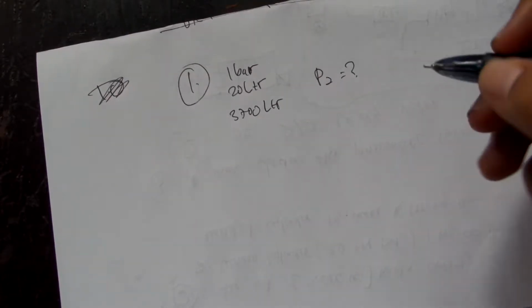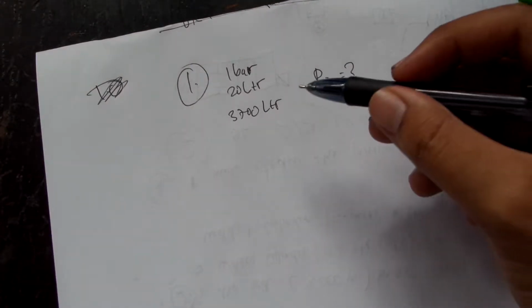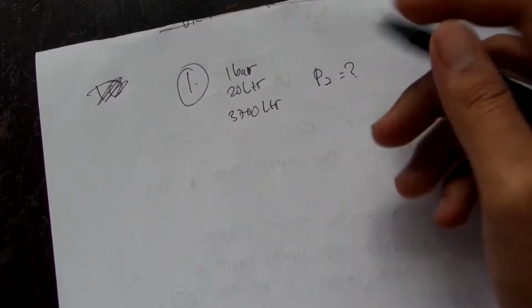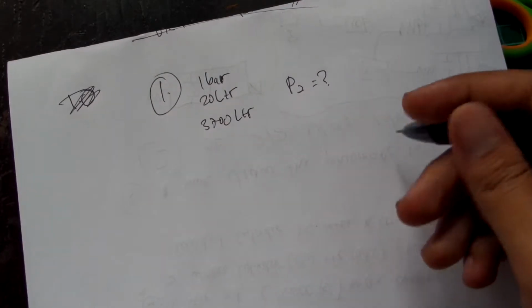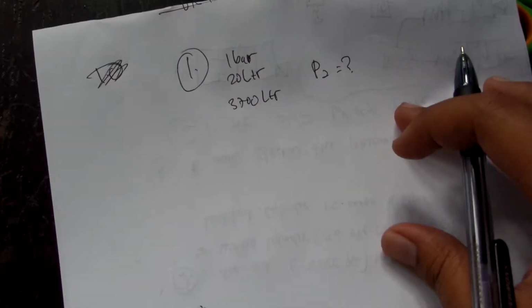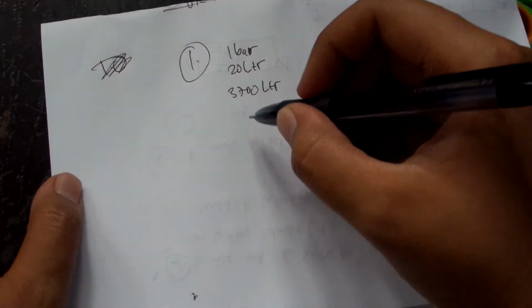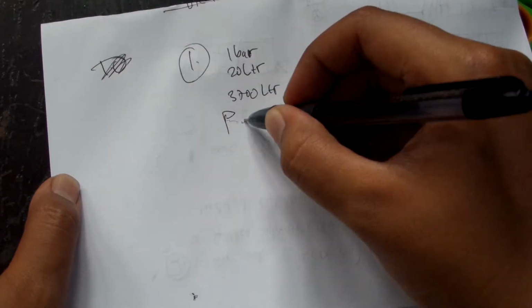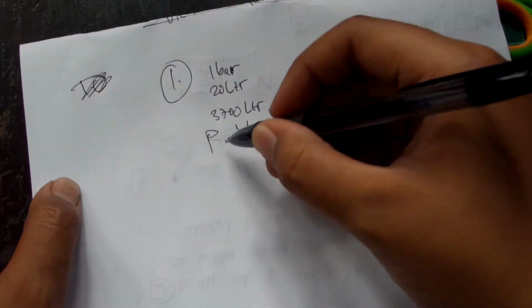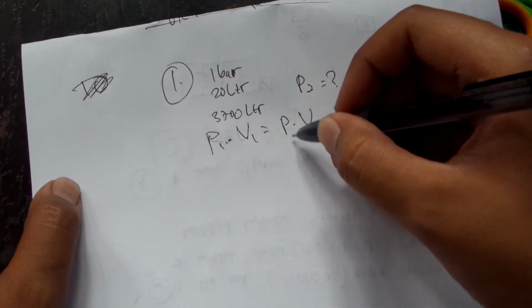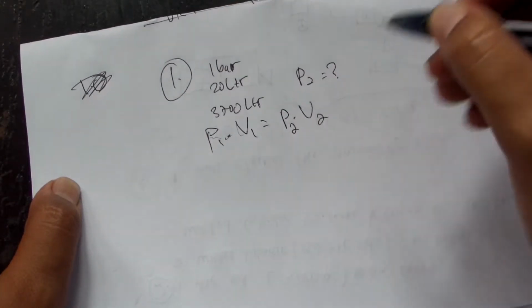Number one: the first condition has a 1 bar pressure and 20 liter of volume, and the second condition has 3,700 liter. We use the equation P times V equals P times V. It means P1 and V1, and that means P2 and V2.